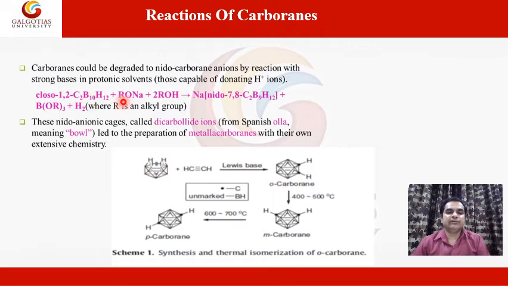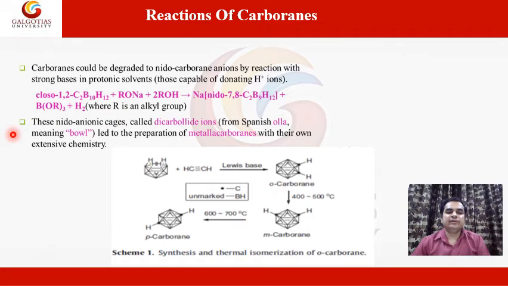As we can see in this section, closo-1,2-C2B10H12 is reacting with RONa, that is sodium ethoxide, in some protic solvents that we have taken here, for example alcohol. Then it is converting into the form of sodium nido-7,8-C2B9H12 plus boron ethoxides. Plus, it is giving some molecules of hydrogen, where R can be an alkyl group.